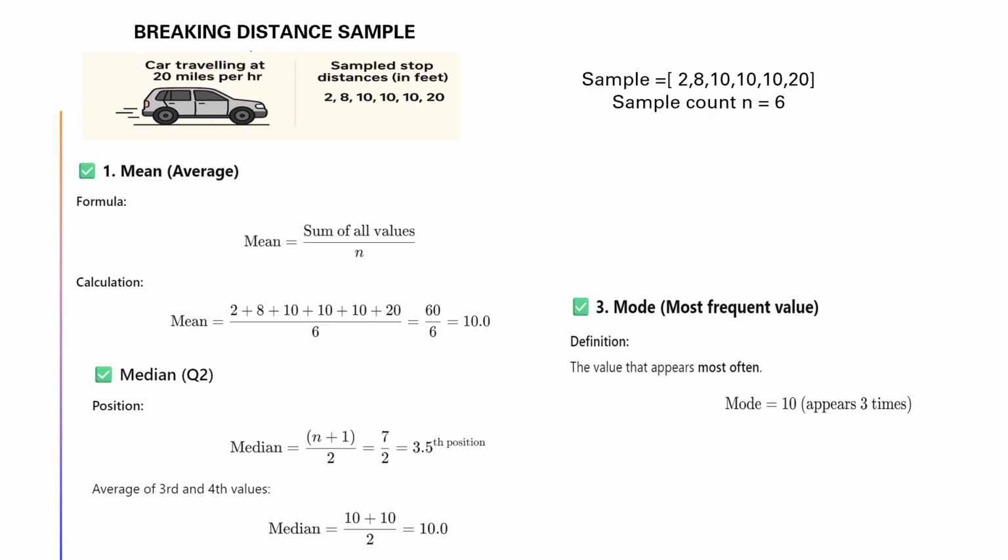And the next one is going to be median. Median is the one which is in the central position. For the calculation of median, it is the (n plus 1) by 2th position. So in this example, it is the 3.5th position, which turns out to be the average of the 3rd and 4th position, which is 10. And mode is the most frequently repeated value, and in this case it is 10. You can see that it's repeated 3 times.